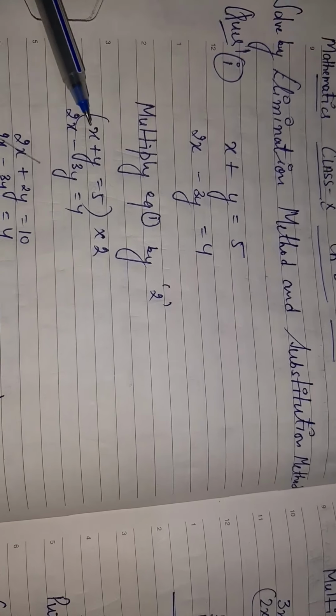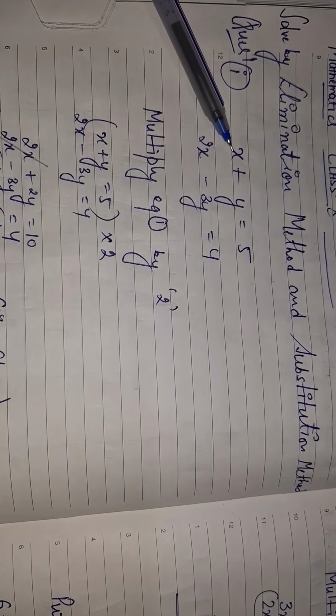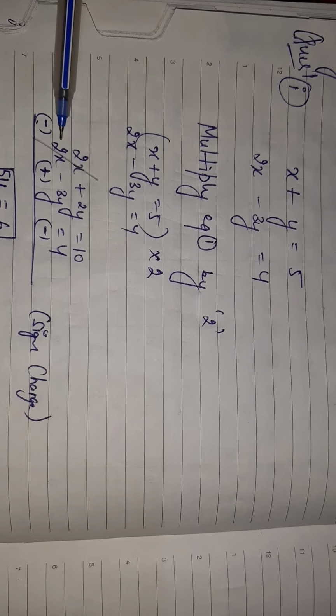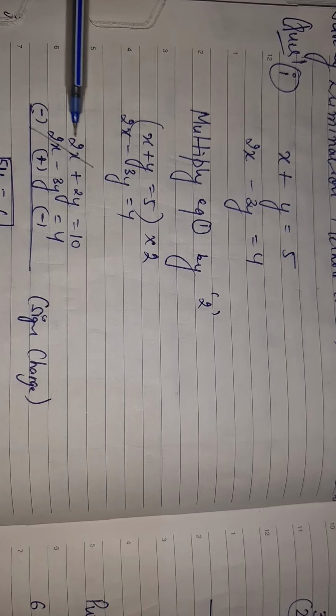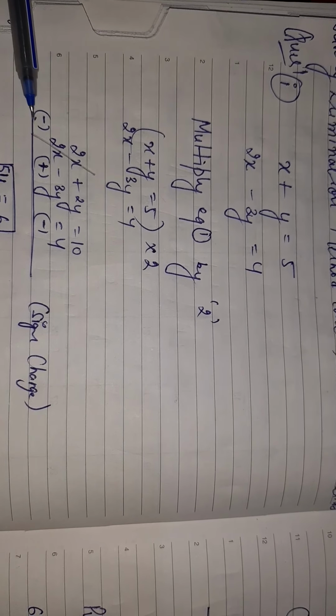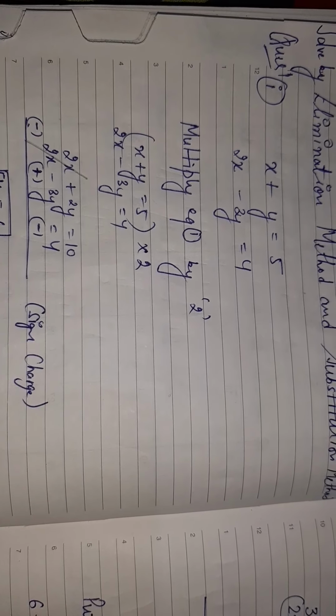Multiply equation 1 by 2. I have multiplied the first equation by 2. That will become 2x plus 2y is equal to 2 fives are 10. The second equation is 2x minus 3y is equal to 4. I have written it as it is. I have equated this 2x. Yes or no?